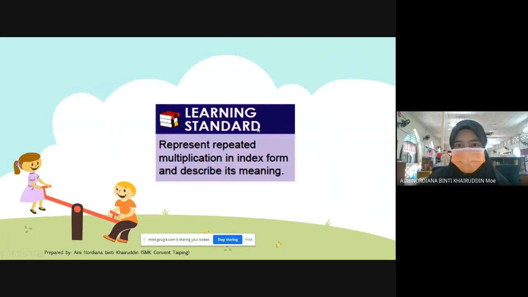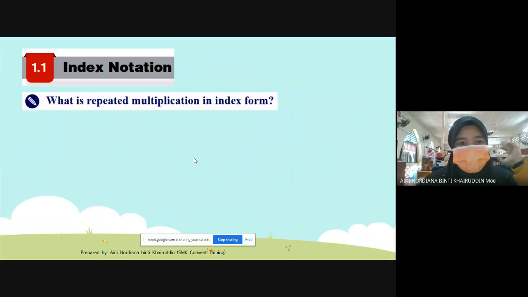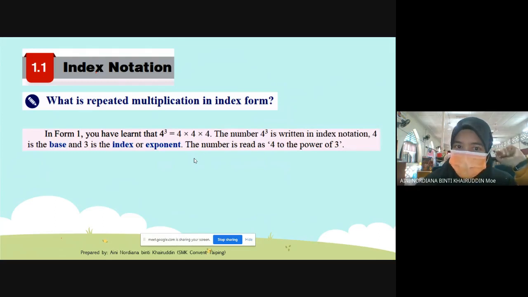So our learning standard for today: represent repeated multiplication in index form and describe its meaning. What is index notation? What is repeated multiplication in index form? In Form 1, you have learned that 4 cube equals 4 times 4 times 4. The number 4 cube is written in index notation. 4 is the base and 3 is the index or exponent. The number is read as 4 to the power of 3.